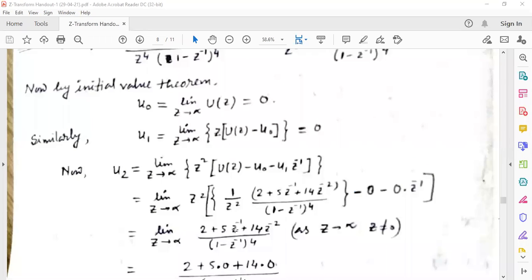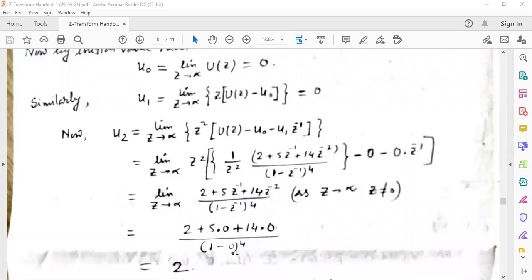Now this z to the power minus 1, as z tends to infinity, z to the power minus 1 tends to 0, and z to the power minus 2 also gives 0. So this part is 0, this part is 0, but the 2 remains here: 2, 5 into 0 plus 14 into 0. Here, 1 minus this part, which is 0, whole to the power 4. That is written here, 1 minus 0 whole to the power 4. So this is 0, 0 by 1, it is 2. So 2 is the result.